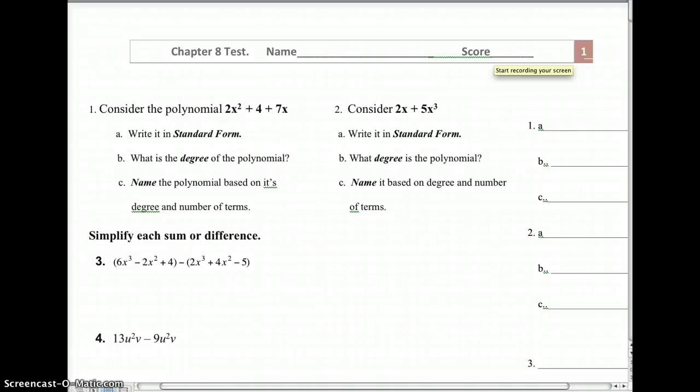This will be the solutions to the Chapter 8 test. In order for you to be able to retake the test, you have to correct every one that you got wrong. But what I want you to do is do it on a separate sheet of paper. I don't want your corrections mixed in with your original work.